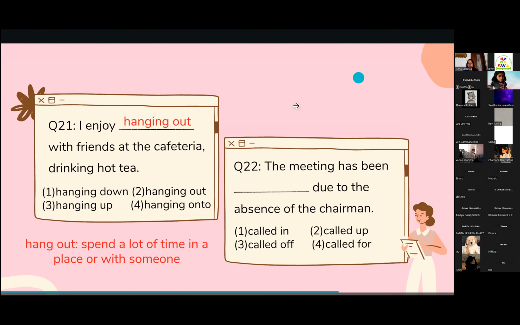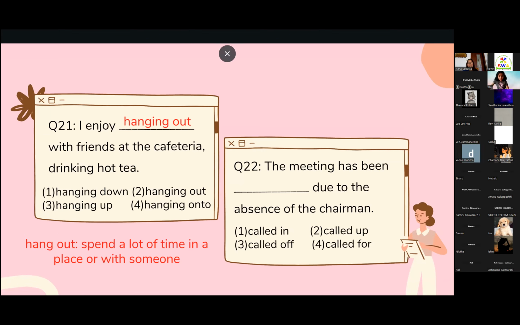Question number 22. The meeting has been blank due to the absence of the chairman. You can all type your answers. Okay, I'm seeing a lot of 3, and that is the correct answer. The meeting has been called off due to the absence of the chairman.